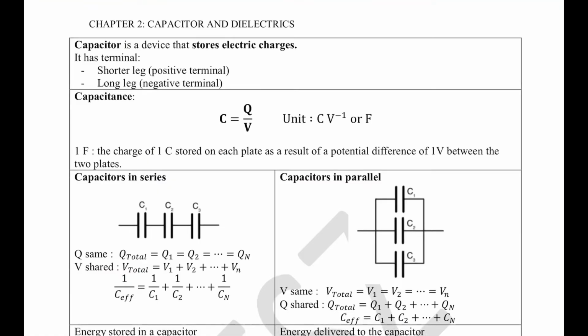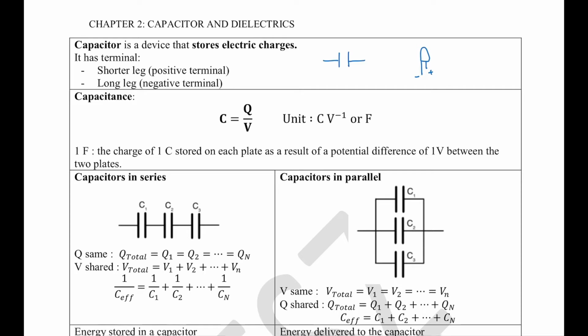Hi, so this is revision on chapter 2, capacitors and dielectrics. Okay, so basically for the theory, a capacitor is a device that stores electric charges. So basically kalau kita lukis capacitor, kita akan buat macam ni lah. Both legs sama panjang lah. So kalau kita tengok the real capacitor macam tu, satu panjang, satu pendek. Yang panjang ni adalah negative terminal, yang pendek will be the positive terminal.